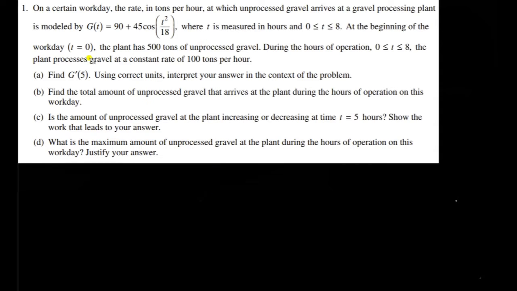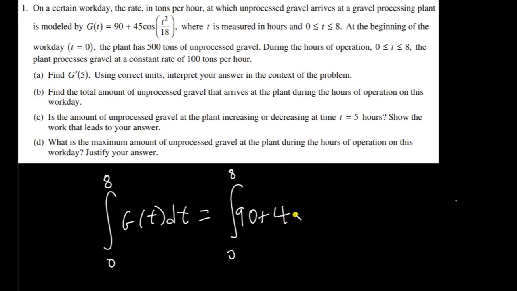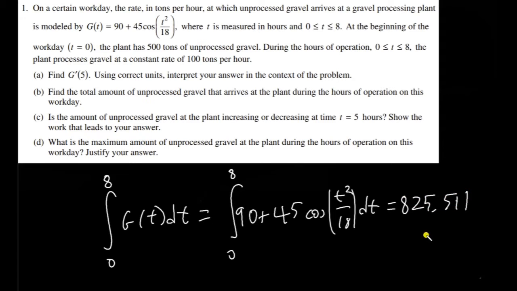The way we add up all those little bits is through integration. So we're going to integrate g of t from 0 to 8. Whenever you have a rate function and you integrate it across the time interval, you'll get the total amount across that interval. So g of t is 90 plus 45 cosine of t squared over 18, dt. Put it in your calculator and you're going to get 825.511 tons.